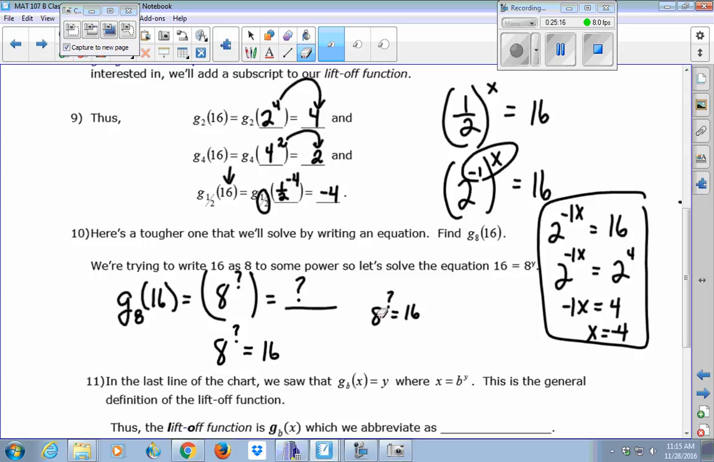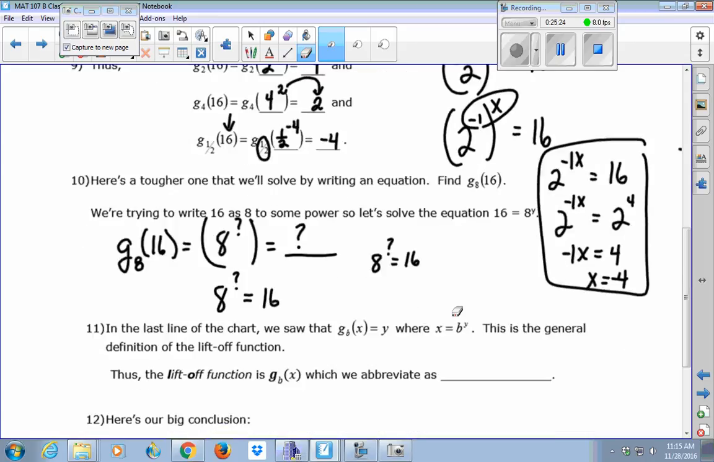All right, so I could write 8 as 2 cubed. Is that a good base to choose? Can I write 16 as 2 to some power? Yeah, to the 4th, right? So let's rewrite both as 2 to some power. So 8 I'm going to write as 2 to the 3rd, and I'm going to call my question mark x. And I'm going to write 16 as 2 to the 4th.